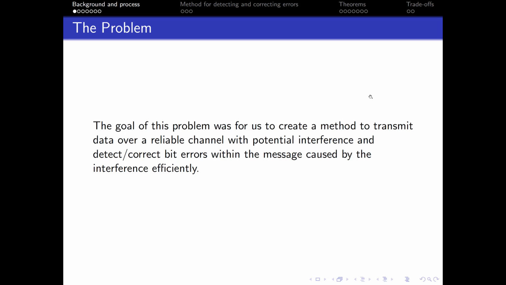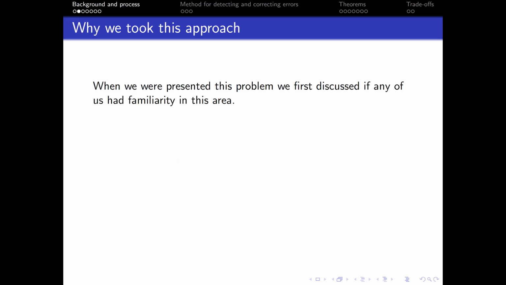The goal of this problem was for us to create a method to transmit data over a reliable channel but with potential interference, and to detect and correct bit errors within the message caused by the interference efficiently. So why did we take the approach we ended up taking?